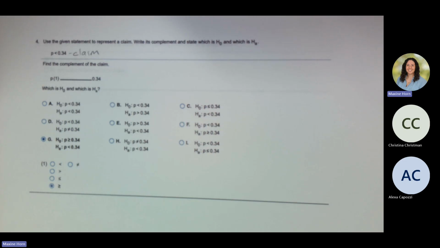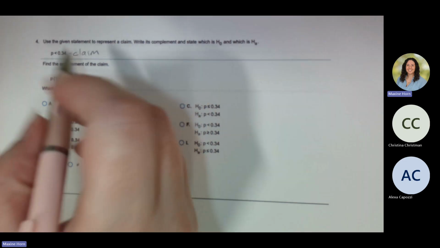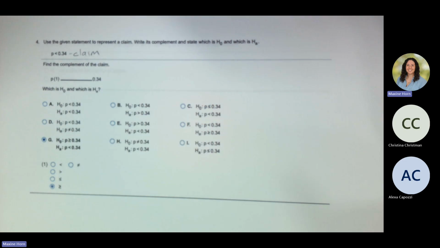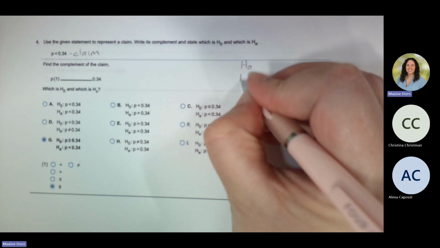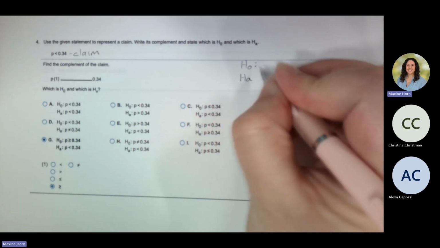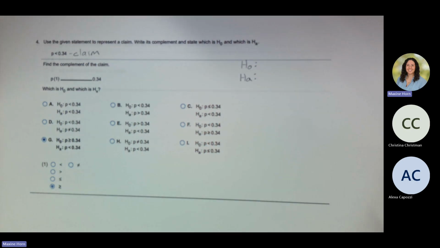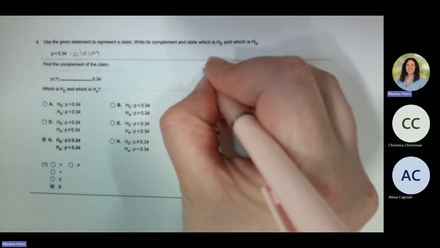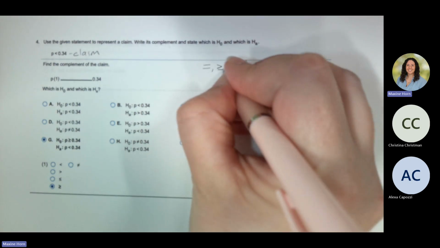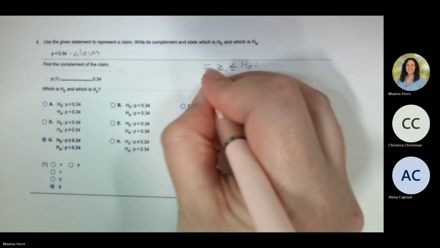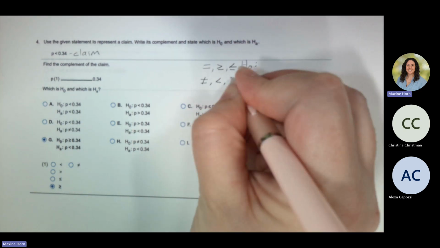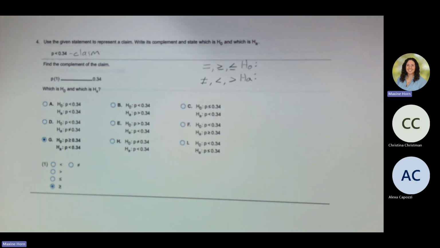Okay, so now we need to find the complement. So we're going to go through the same type of thing that we did in the first problem. So this was our claim. We need to determine what is the null and what is the alternative. So the null always has to have some kind of equality. The corresponding alternative cannot have an equality.